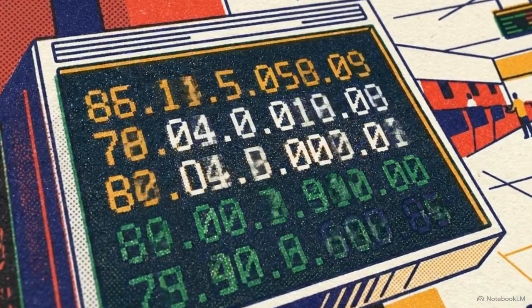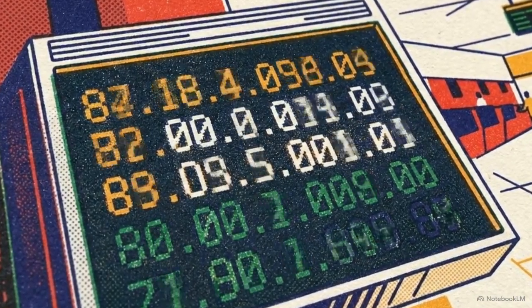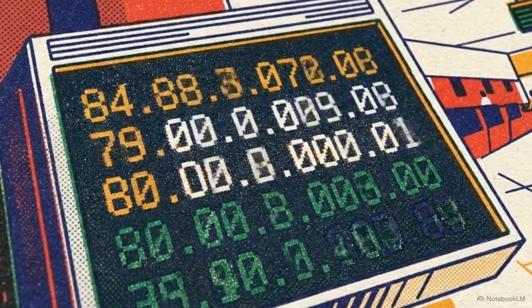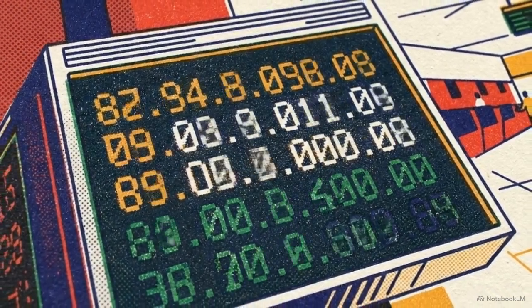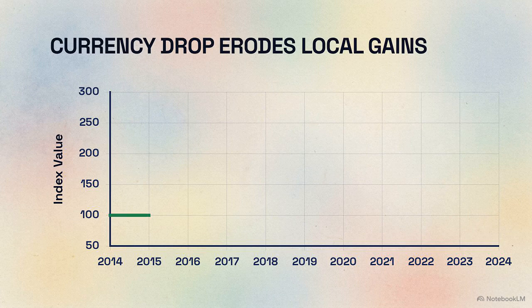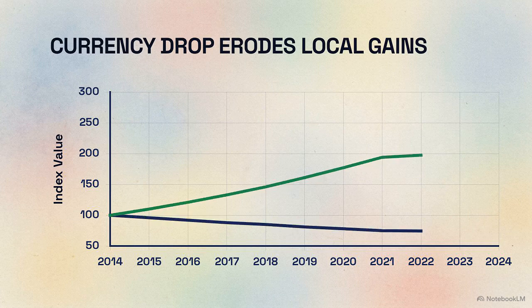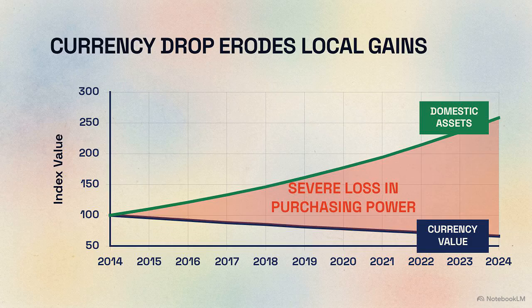But holding all your wealth in one country exposes you to a quiet mathematical headwind, inflation-driven currency depreciation. Historically, because inflation and interest rates in developing markets run higher than in developed nations, the local currency steadily loses ground. This chart plots the upward growth of local domestic assets against a steadily declining currency devaluation line. Even when your domestic portfolio hits double-digit returns on paper, the widening gap between these two lines represents a severe loss in your actual global purchasing power.